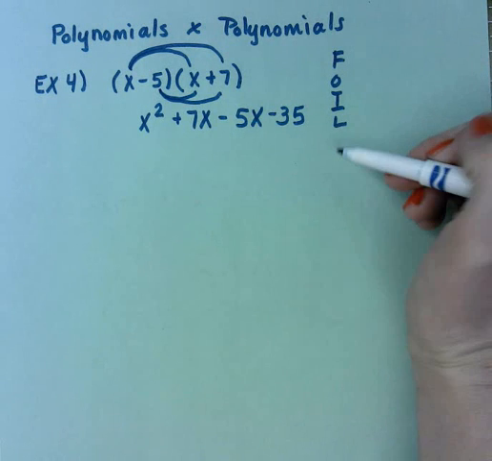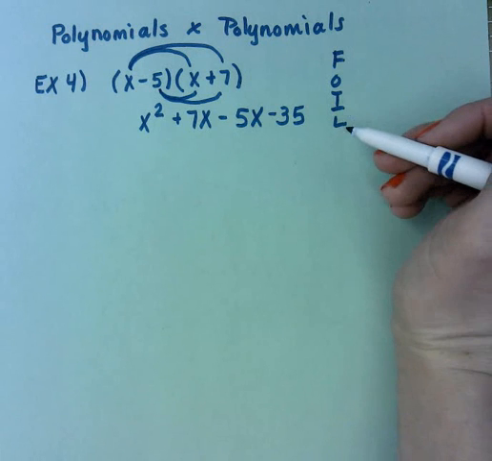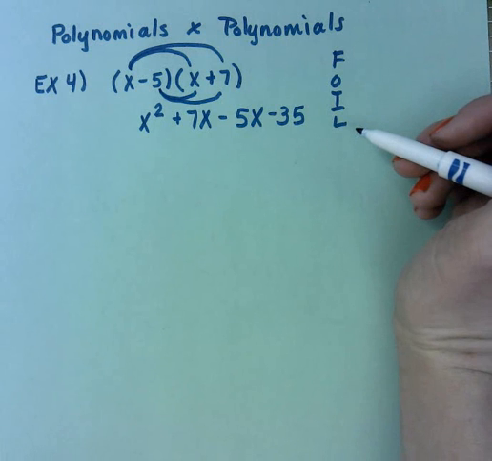Now this only works when you're multiplying a binomial times a binomial. Why? Because if you're multiplying by a trinomial, there's going to be that missing term in the middle that doesn't fit in any of these multiplication sections here.